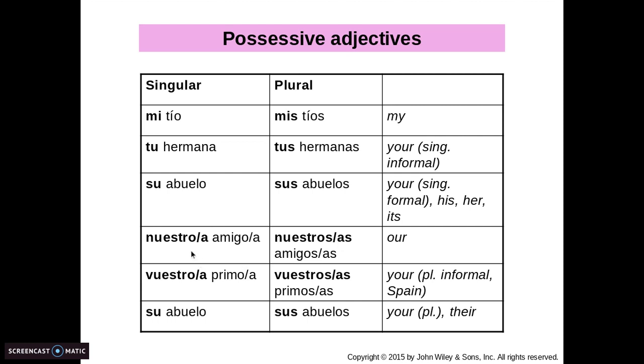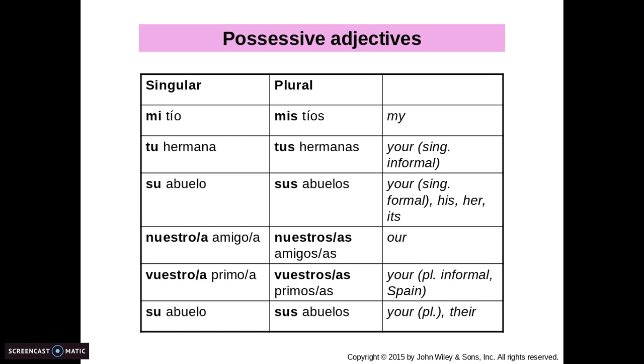Notice here that in the our form, nuestro, it has to agree by both gender and number. So if I'm saying my friend that's a female, or our friend that's female, nuestra amiga. Okay, if I'm saying our friends that are males, nuestros amigos. If I'm talking about something that belongs to us that is feminine, like casa, I would say nuestra casa. Okay, if I'm talking about something that's masculine, like our car, nuestro carro. If we have more than one of those items, then it must be plural. Nuestras casas son grandes. Nuestros carros son bonitos.